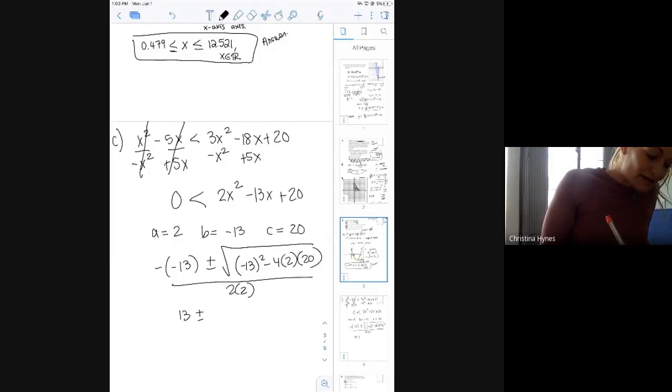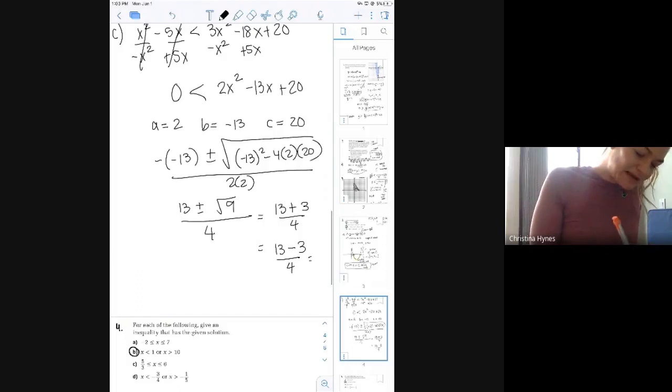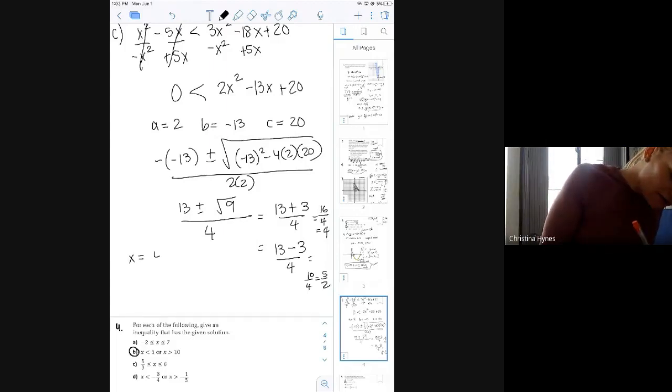So I got 9, which if you square root 9, you'll get 3. So it's going to be 13 plus 3 over 4. And I'm also going to have to solve for 13 minus 3 divided by 4. So this one's going to be 10 over 4, which simplifies to 5 over 2. And this one's going to be 16 over 4, which simplifies to 4. So my two x-intercepts are going to be 4 and 5 over 2.